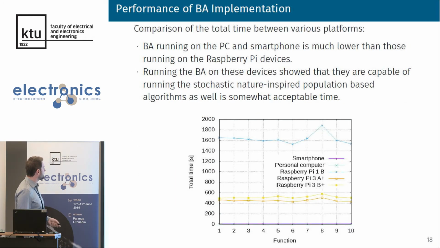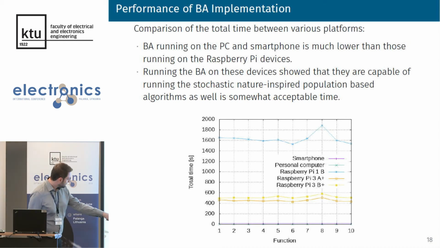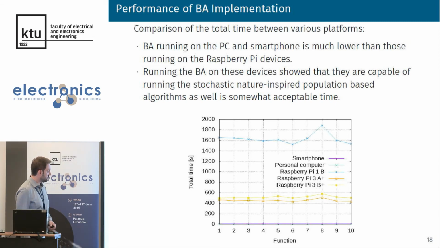So here is the graphical representation of the results of the conducted experiments. So at the bottom line we can see that there is smartphone and personal computer. The highest one is the Raspberry Pi revision 1, and the yellow and orange lines are the revision 3 Raspberry Pi platforms.